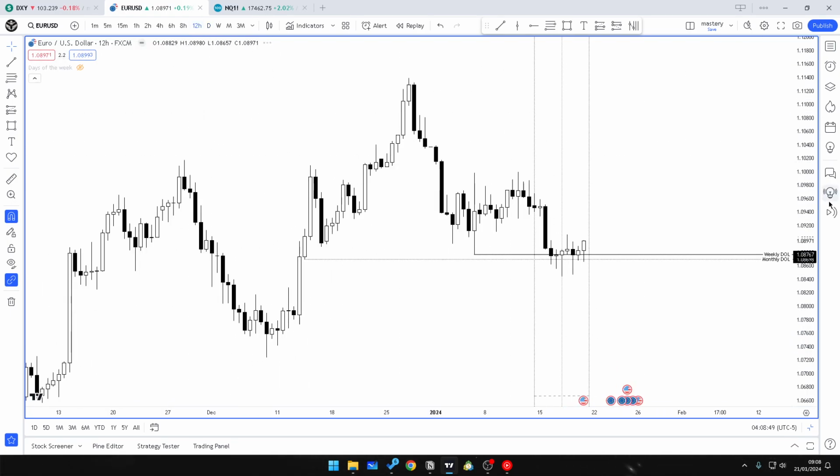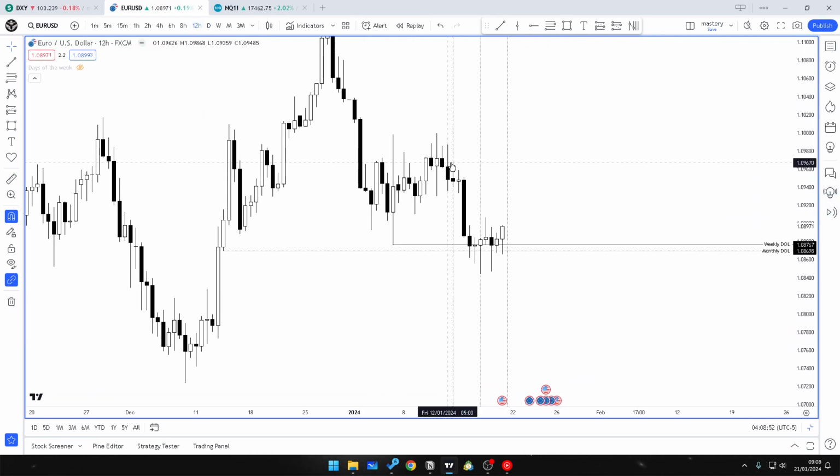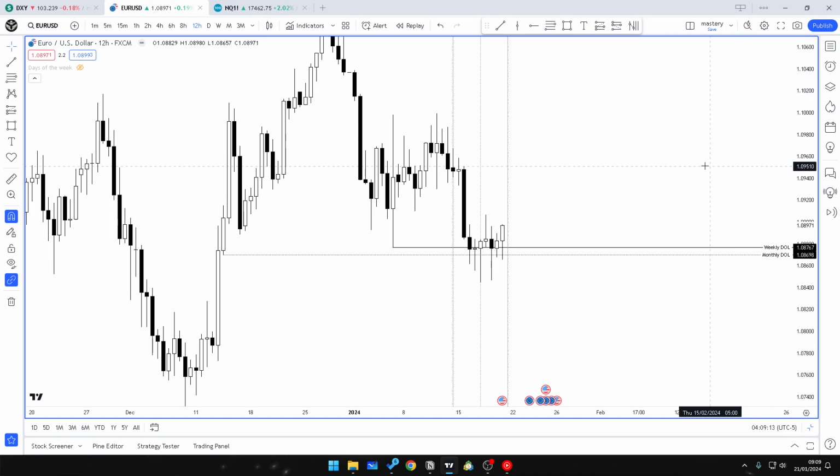On the 12-hour chart, I can see that we have the Monday candlestick. So Monday 12 hours, Monday second 12 hours, Tuesday 12 hours, another Tuesday 12 hours, Wednesday 12 hours, followed by another Wednesday 12 hours, second half, Thursday first half, Thursday second half, Friday first half, Friday second half. And the whole idea is that this is the best place to sell.